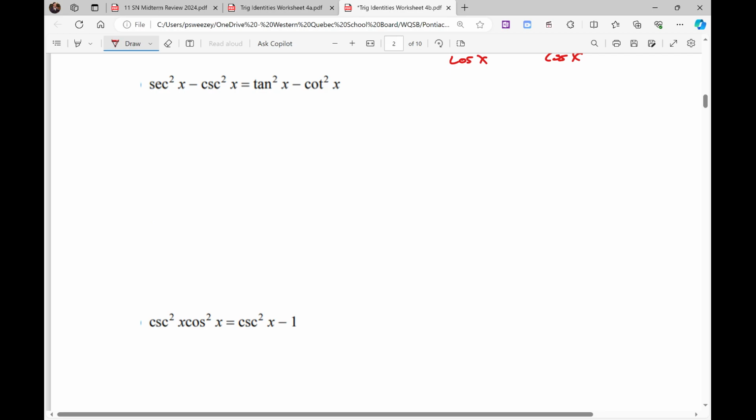Where these ones become difficult is I'm trying to turn this into tan and into cotangent. That makes it a bit more challenging. So the first thing that we look at with this here, what sticks out to you right now? Is it the squared? Immediately when I see this secant squared x, I'm thinking Pythag identities.